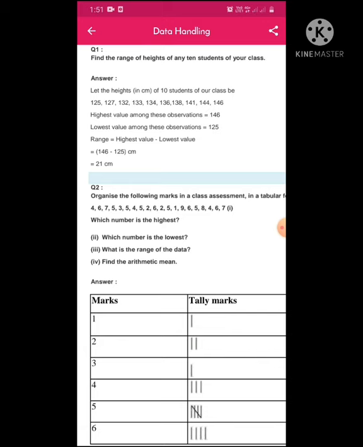Highest value means 146 minus 125 in the bracket, and outside we will write centimeter. Then 146 minus 125 will be 21 centimeter. So our range for the heights of the 10 students will be 21 centimeter. Now let's move on to the second question.